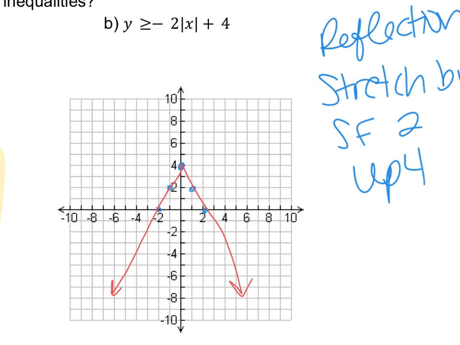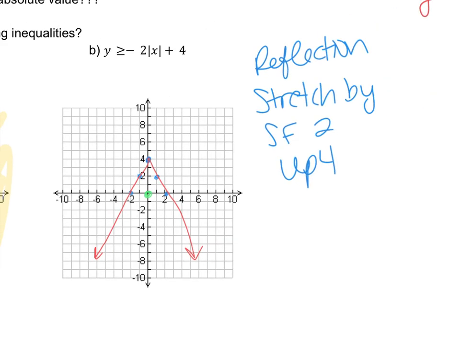So that's the graph. All right, now we just need to figure out where we shade. I'm going to pick 0, 0. Is 0 greater than or equal to negative 2 absolute value of 0 plus 4? So absolute value of 0 is 0, and then negative 2 times that is still 0. So is 0 greater than or equal to positive 4? The answer is no. So we are going to have to shade in the opposite direction.